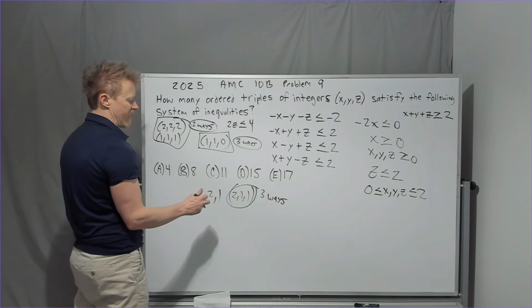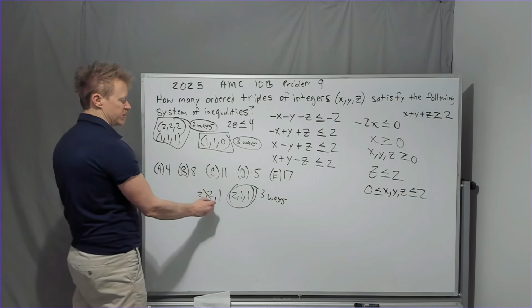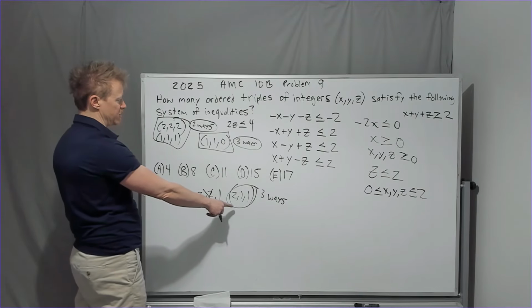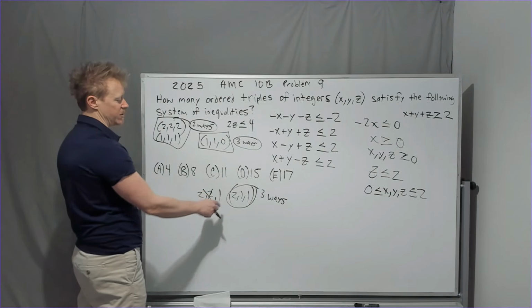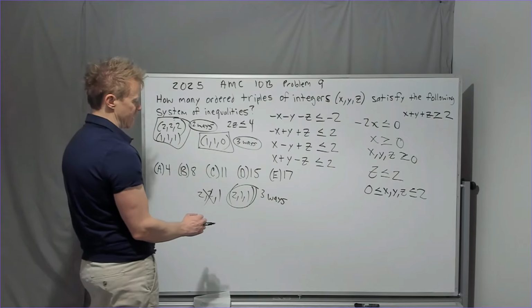Now what else could we have? Can't have 2 2s and a 1. We can't have a 2 and 2 1s, or we can have a 2 and 2 1s. What am I forgetting here?